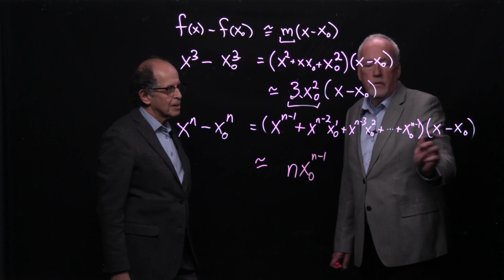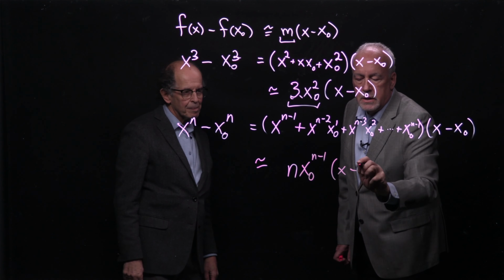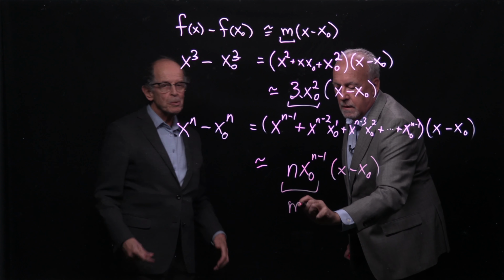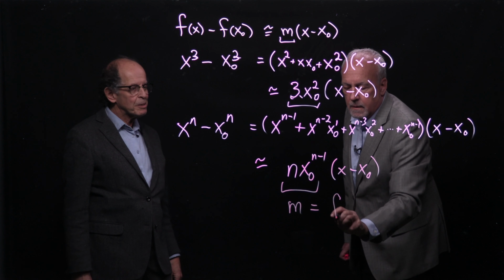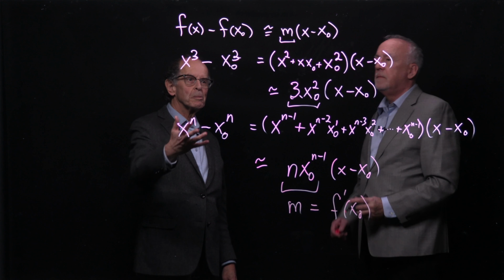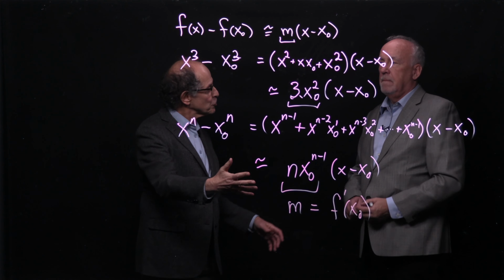Fantastic. And don't forget our little linear part, x minus x naught. So there's our m. This is traditionally done using the binomial theorem, which nobody remembers. And we've done it with simple pattern matching and this approximation.